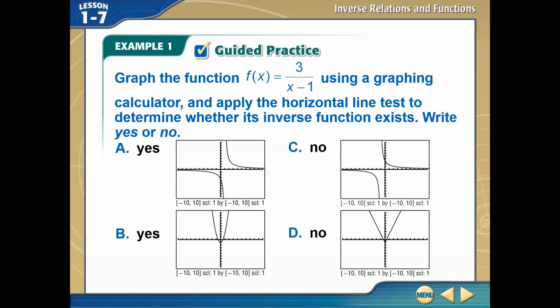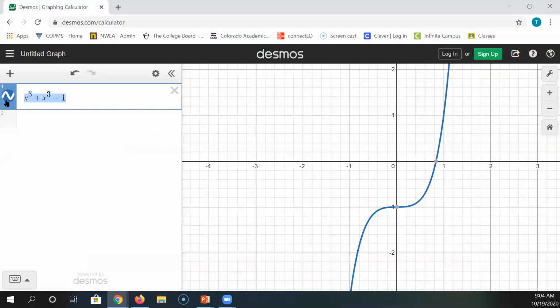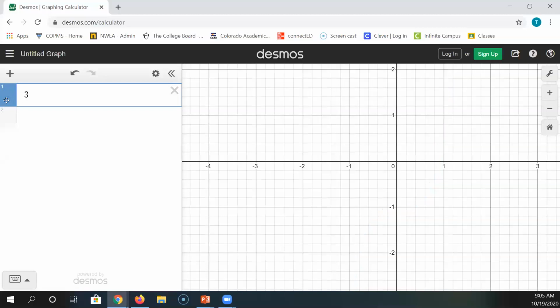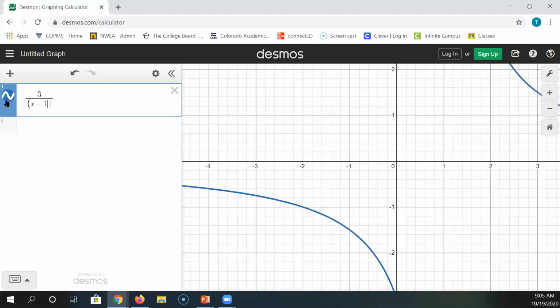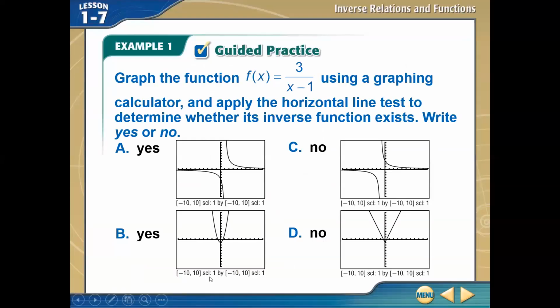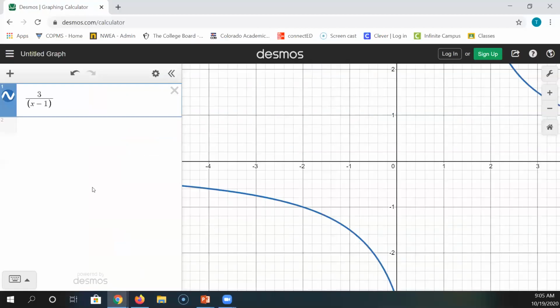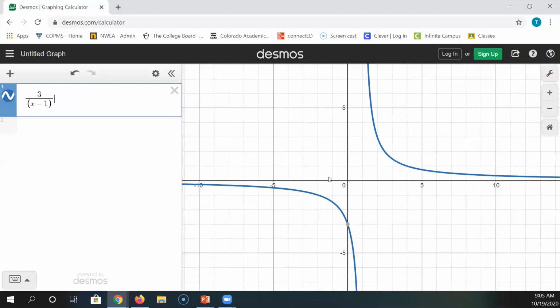Okay, so graph the function f of x is equal to 3 divided by x minus 1 using a graphing calculator. Apply the horizontal line test to determine whether its inverse function exists. Right? Yes or no. So 3 divided by x minus 1. So we'll graph it first. 3 divided by the quantity of x minus 1. Double check myself, that way I don't look like an idiot again. Here we go, zoom out to get a picture of it.